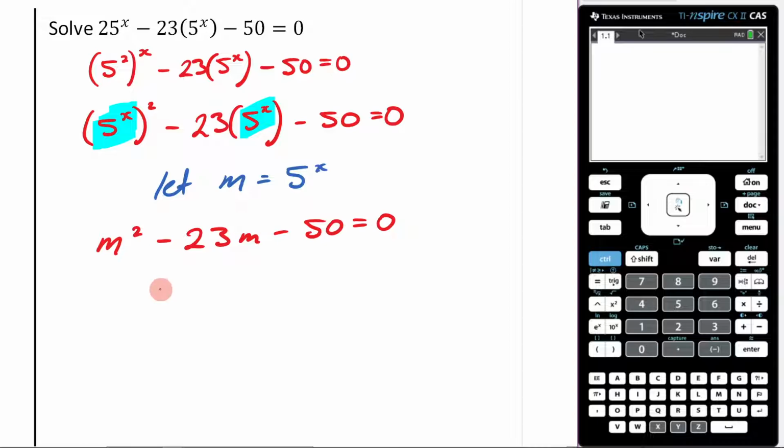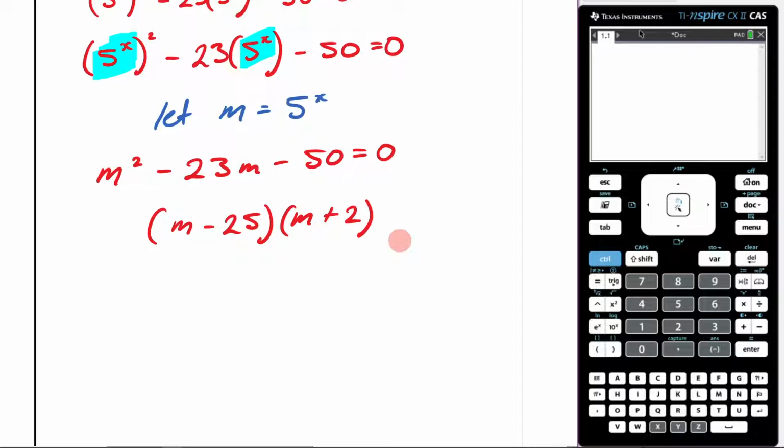Then you're going to factorize this. So what are two numbers that you can multiply together to get negative 50 and add together to get negative 23? That's going to be (m minus 25)(m plus 2), because negative 25 times 2 is negative 50, and negative 25 plus 2 is negative 23. Then you're going to use your null factor law, which tells me that m is going to be equal to 25, or m is going to be equal to negative 2.